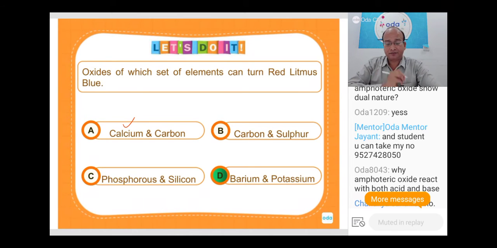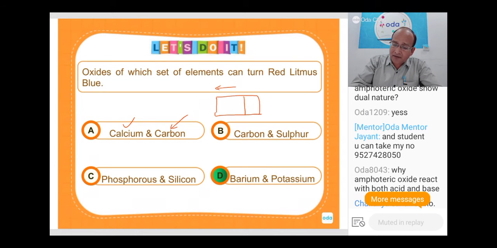देखिए, calcium is a metal, carbon is non-metal. Periodic table में if you look, if this is the periodic table, the elements which are in the middle and on the left hand side will form basic oxides, and these are mostly metals. The elements on the right hand side generally form acidic or amphoteric oxides.